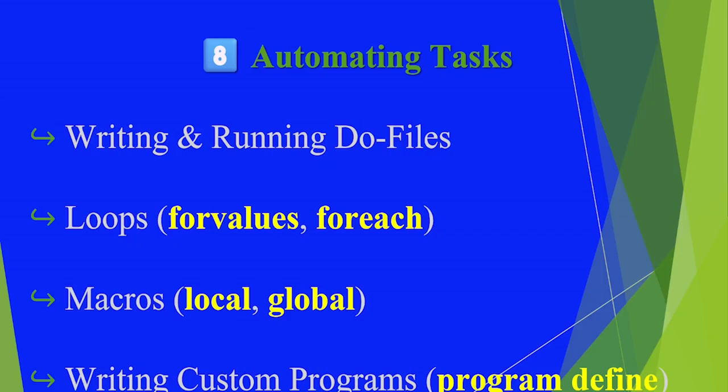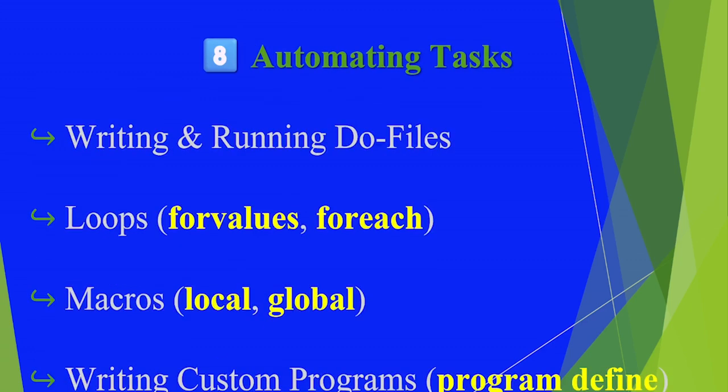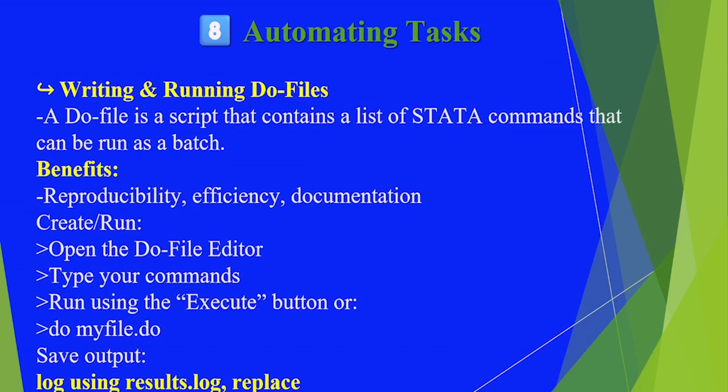Welcome again to our module number 8, which will entail automating tasks, and we are going to look at 4 subsections: writing and running do files, loops using forvalues and foreach, macros both local and global, and writing custom programs using program define. Let us dive in the first objective.